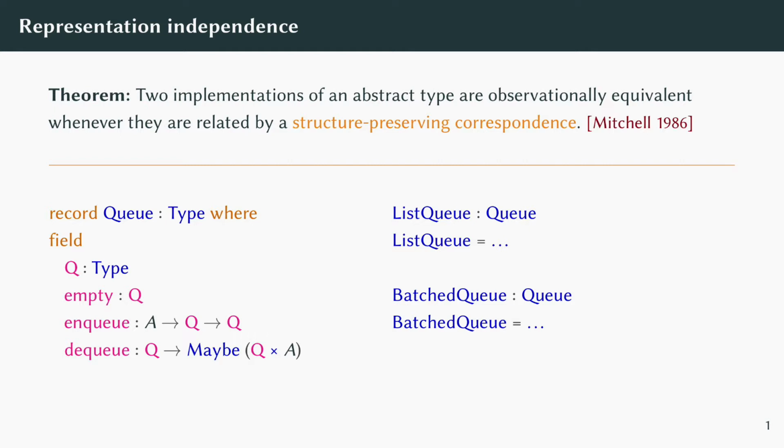Now, suppose we have two implementations of this interface. Representation independence states that if we can exhibit some kind of correspondence between these implementations that respects the operations of the interface, then the two implementations are observationally equivalent, which is to say that they always produce the same answers. This is important because it allows us to reason about a simple implementation and then swap it out later for a more complicated, more efficient, but equivalent one.